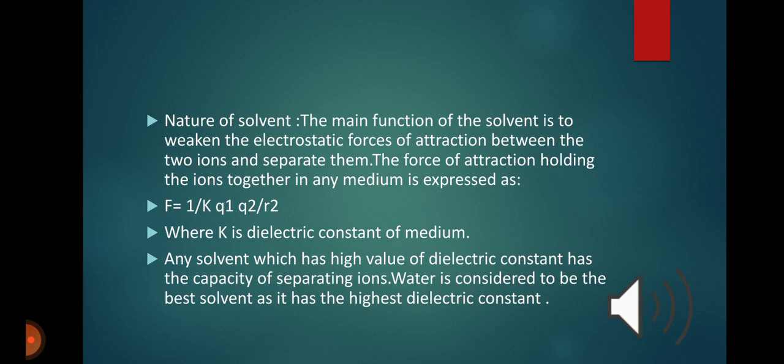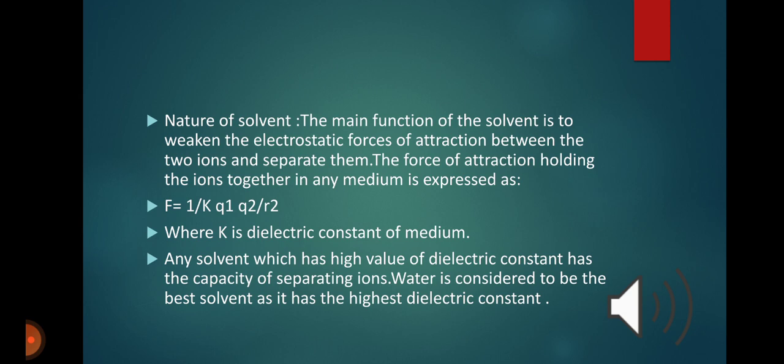So any solvent which has a high value of dielectric constant has the capacity of separating the ions. Any solvent you are taking, if it has a high dielectric constant, it has the capacity of separating the ions. So water is considered to be the best solvent, as it has the highest dielectric constant. Why do we consider water the best solvent for ionization? Because water has the highest dielectric constant.